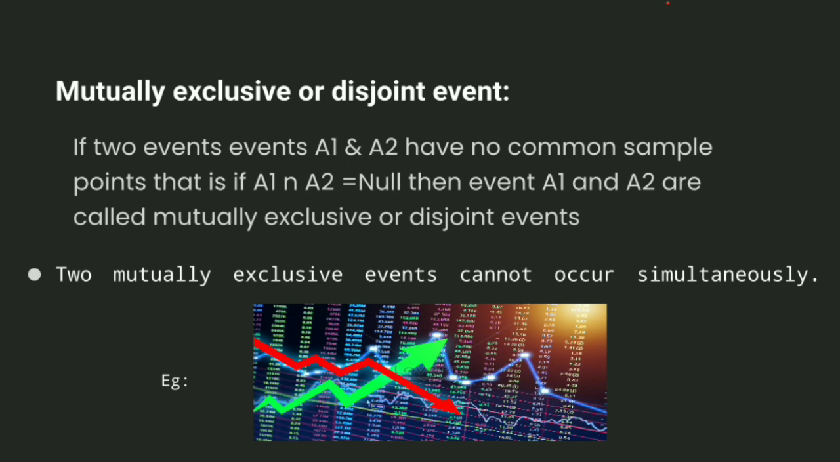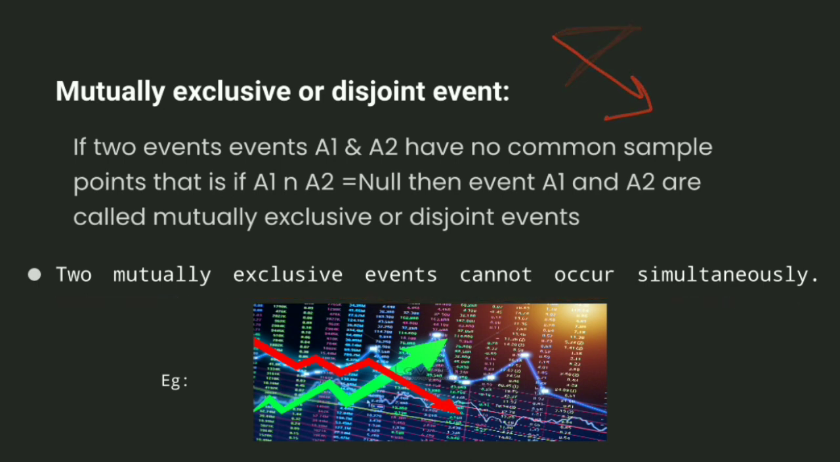So these two events of a stock price going up and a stock price going down could be called mutually exclusive events, because if we do the intersection of it, we will get null, because there's no possibility of both happening at the same time. This also satisfies the statement very clearly that two mutually exclusive events cannot occur simultaneously. That means a stock price cannot go up and go down at the very same time.